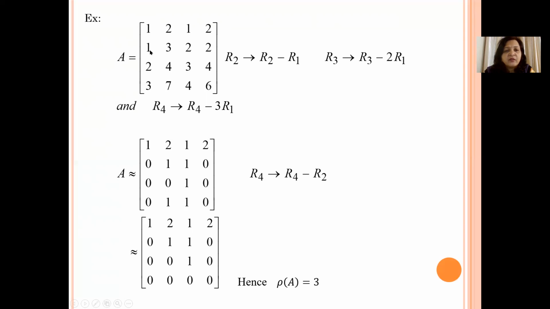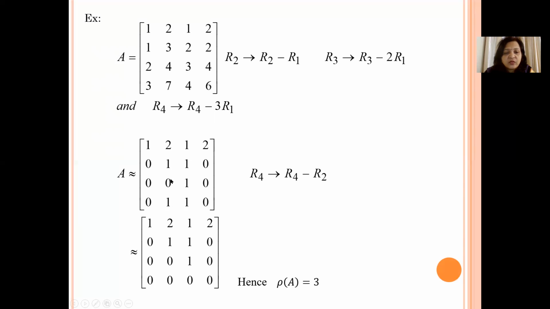To do this, we use the operations R2 minus R1, R3 minus twice of R1, and R4 minus thrice of R1. So after performing these three operations, we get this form of matrix. Here A is equivalent to this one. Now, in the first row, there is no zero. In the second row, we obtained 1 zero. In the third row, we have 2 zeros. So we have to do nothing with the first, second, and third row.